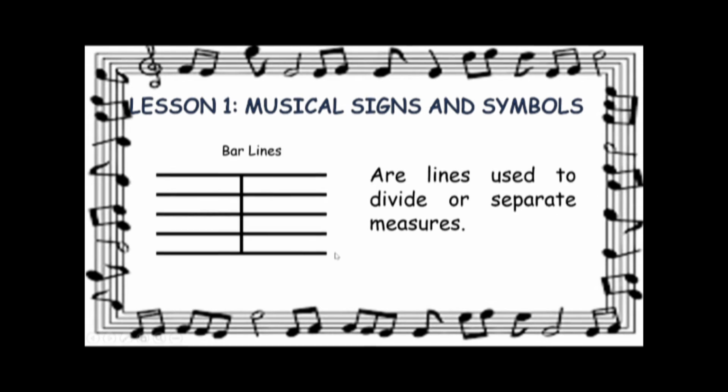Next is the bar lines. The bar lines are lines used to divide or separate measures. Okay, it separates or divides measures. So you can identify what measure is in this part or what measure is in this part.